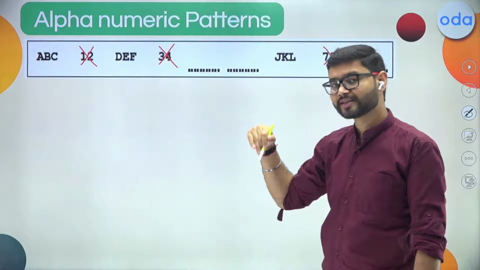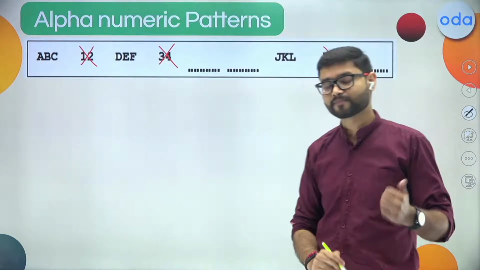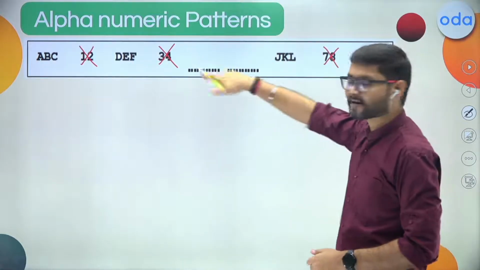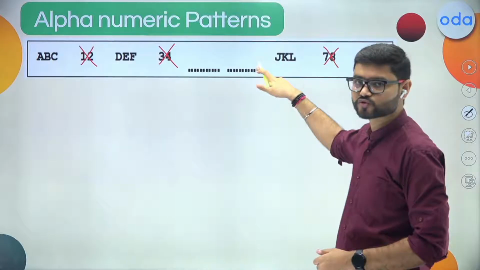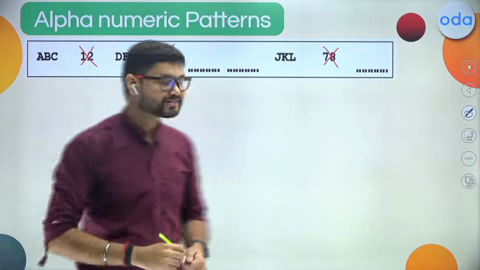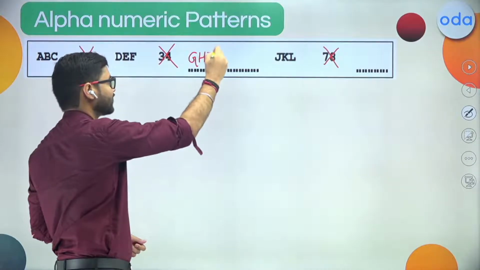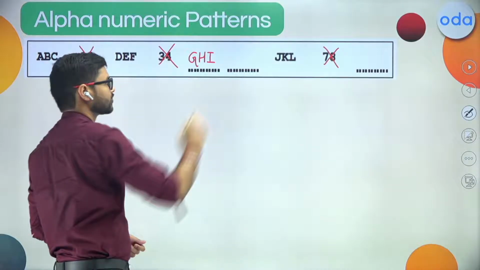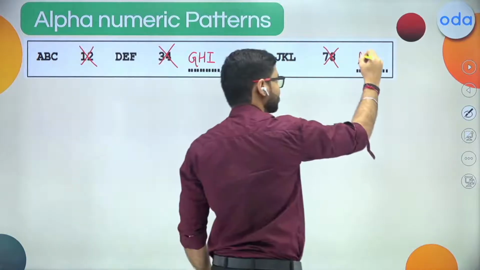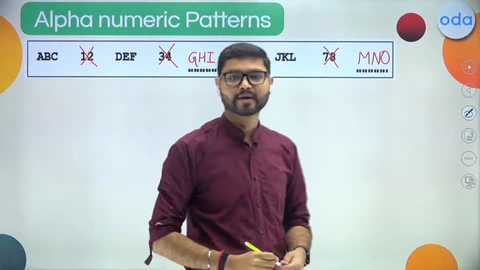And don't you think that you can solve an alphabetical pattern? We have just learned it in the previous session, right? So just ignore the numbers as of now and focus on the alphabets only. So we have A, B, C, D, E, F. What will come next? Next one will be G, H, I. Then we have J, K, L. After that, it would be M, N, O.